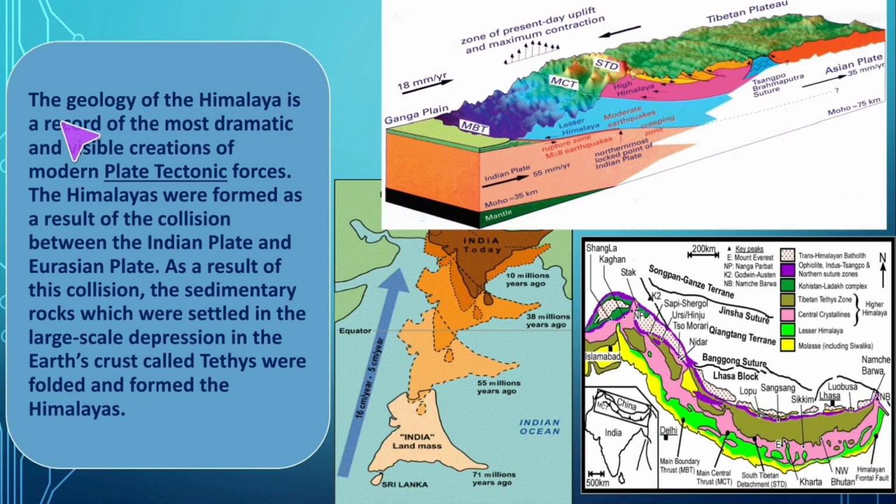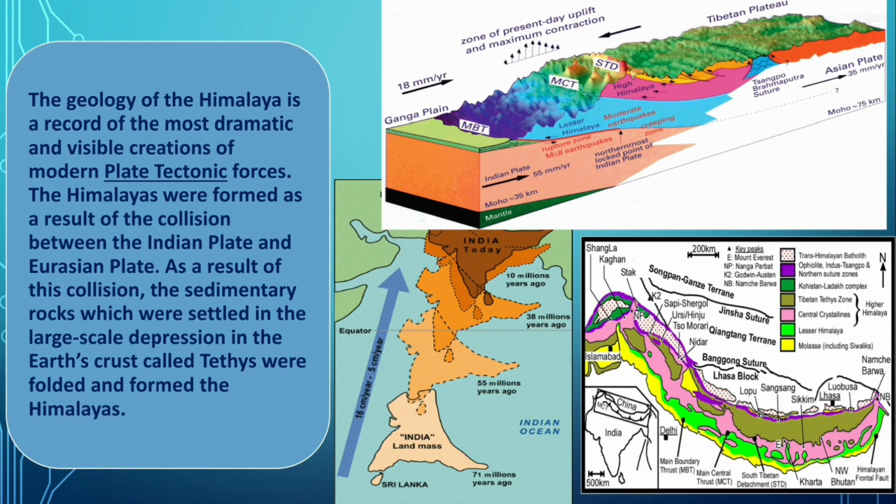The geology of the Himalaya is a record of the most dramatic and visible creations of modern plate tectonic forces. The Himalayas were formed as a result of the collision between the Indian plate and the Eurasian plate. As a result of this collision, the sedimentary rocks which were settled in the large-scale depression in the earth's crust called Tethys were folded and formed the Himalayas.